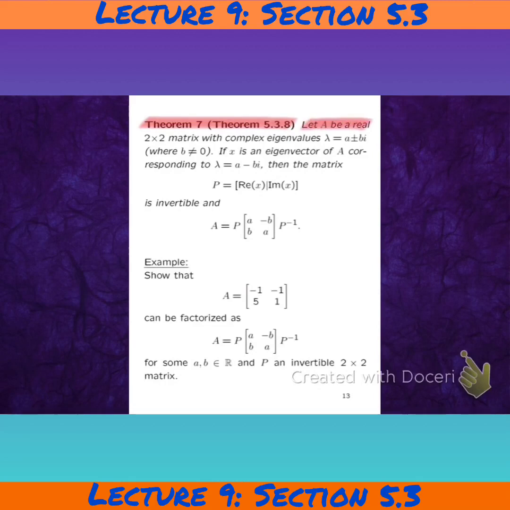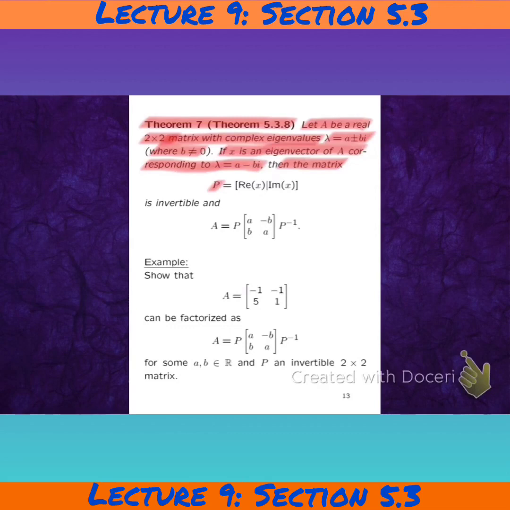So if A is a real 2 by 2 matrix with complex eigenvalues, you get a situation where you have two conjugate complex eigenvalues, where specifically B is not 0. Then if X is an eigenvector of A corresponding to lambda equals A minus BI, then this matrix that you form, which is matrix P. So how you form this matrix P is you divide, remember the vector X.